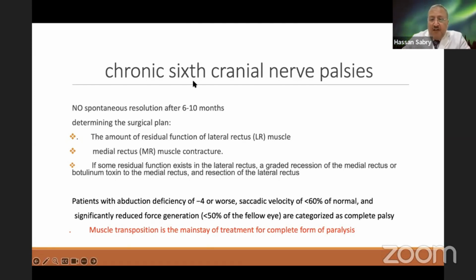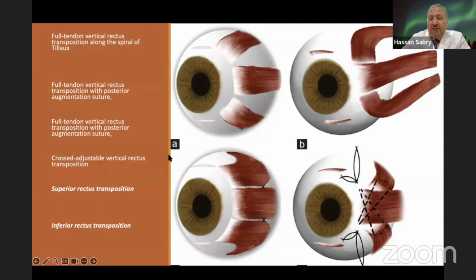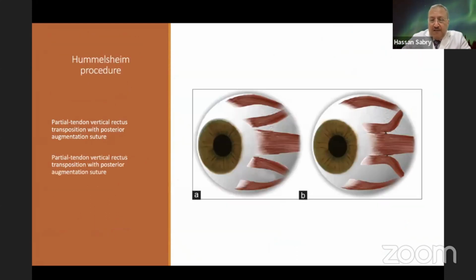We have various modalities of transposition, okay? And every surgeon prefers some technique. I prefer full tendon transposition with posterior technique. It gives me good results with the patients. But as I said, it's very important to evaluate the medial rectus before doing transposition, because if you have a contractured medial rectus, it will definitely not give you a good result at the end.